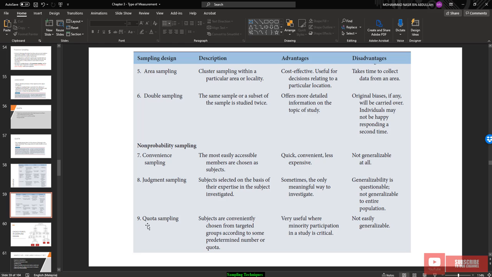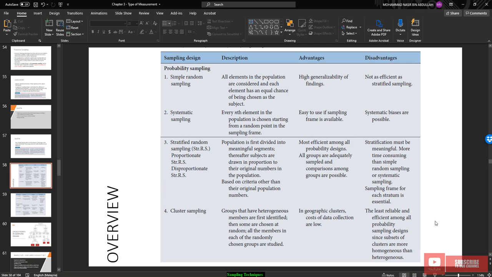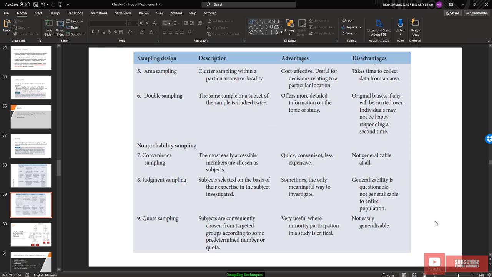The last one is quota sampling. Subjects are conveniently chosen from a target group according to some predetermined number or quota. It's very useful when the minority participation in the study is critical. But the problem is that it is not easy to generalize to the population. So these are the advantages and disadvantages of each sampling technique that we already discussed.